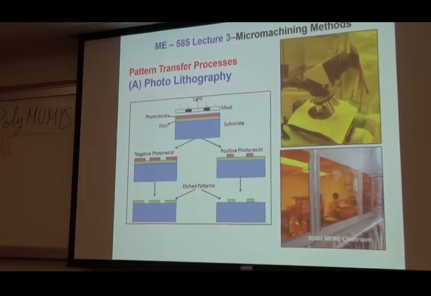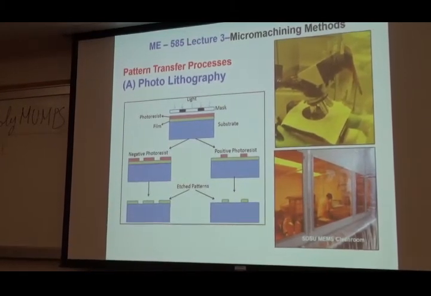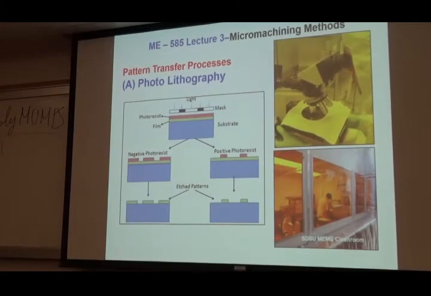Yes? Why would you want to use a negative photoresist over a positive photoresist? Well, I'll give you one example. Remember, the whole idea of using a photoresist is a sacrificial layer, right? Protected. But it turns out some of these negative photoresists, they're polymers.